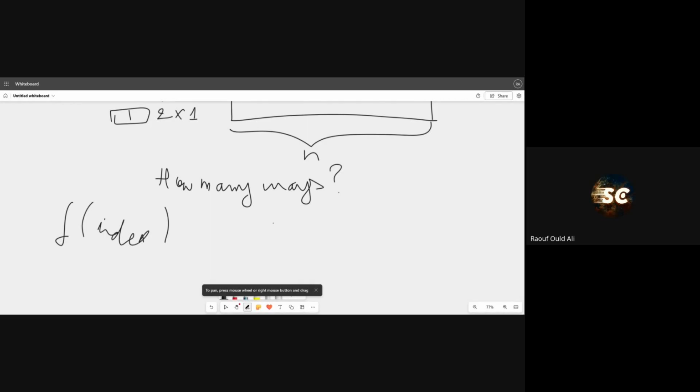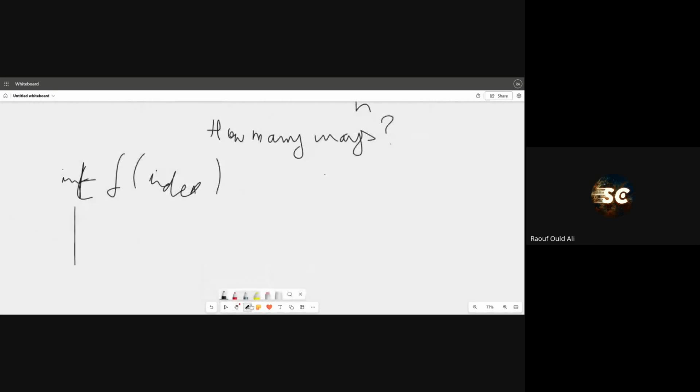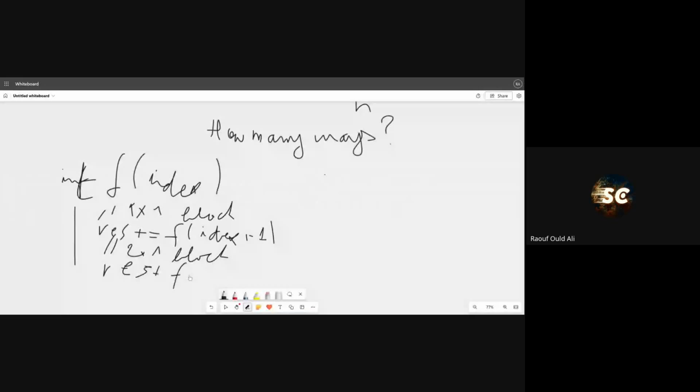So here we have our function, type int. Okay? And so here we would try to cover the case where we add a one by one block. So the result will get f of index plus 1. And we try the 2 by 1 block, and we add to the result f of index plus 2. Okay?